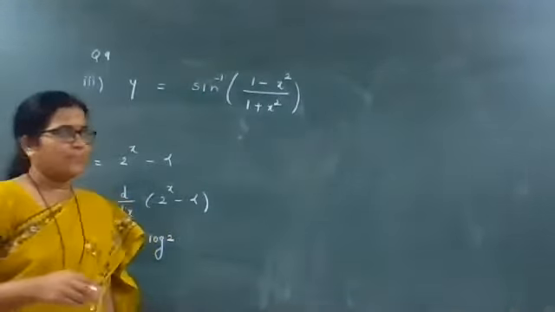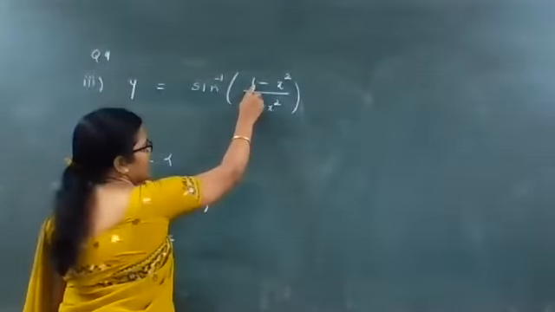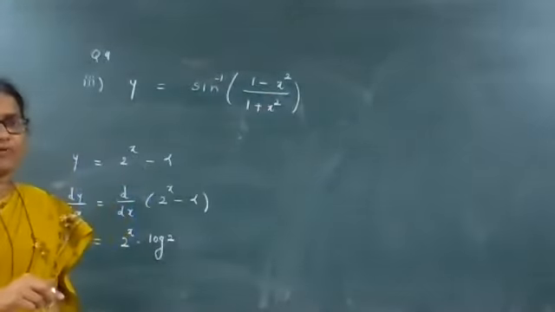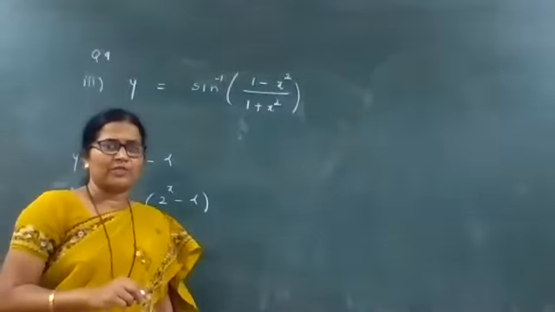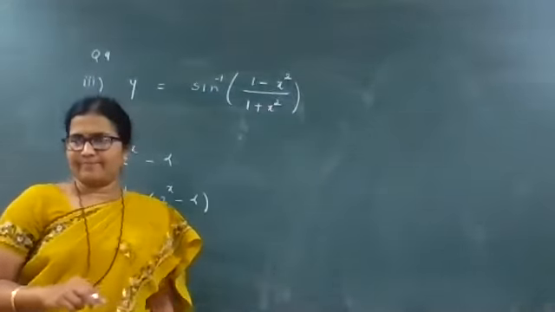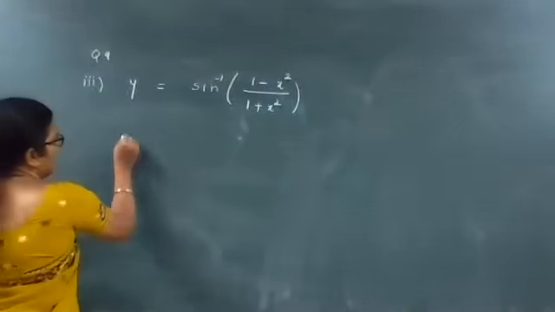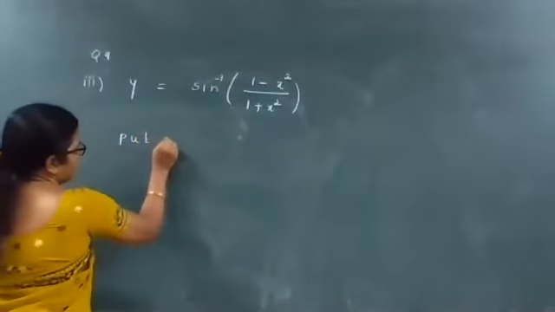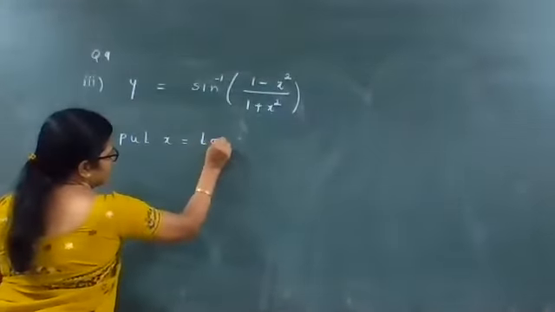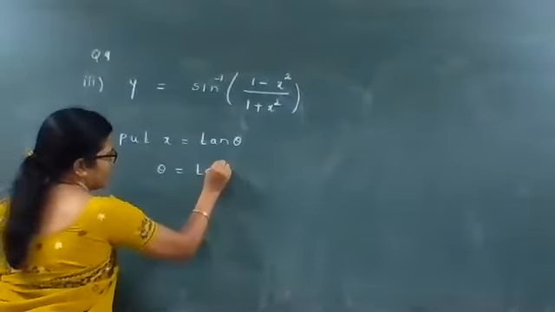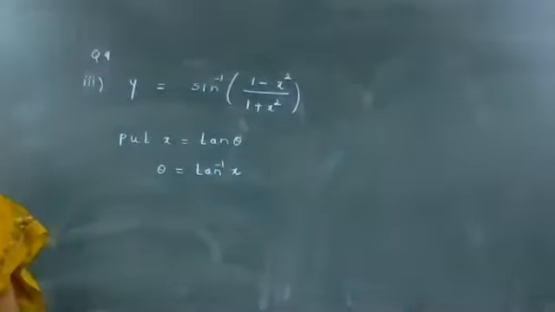or cosine. Clearly you can understand here 1 minus x square upon 1 plus x square, it is formula for cos 2 theta if you substitute x as tan theta. So put x equal to tan theta. What is theta then? Tan inverse x. Now change bracket.